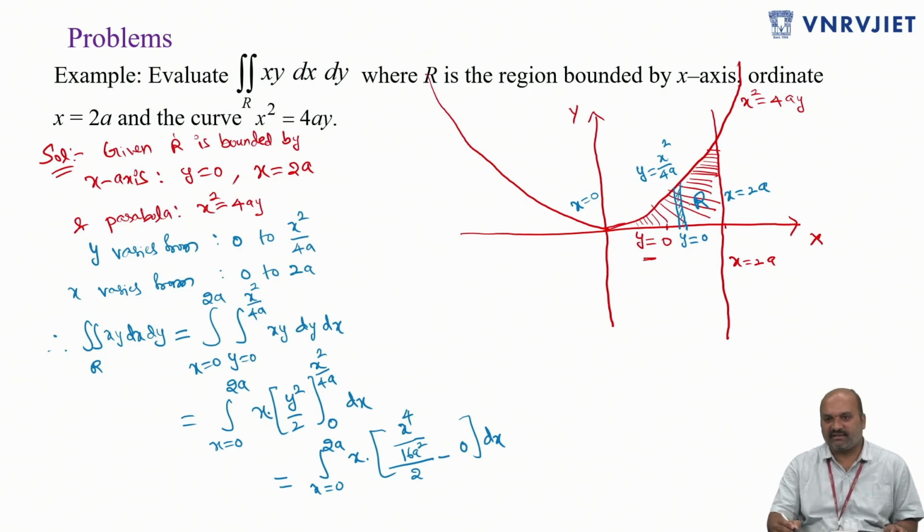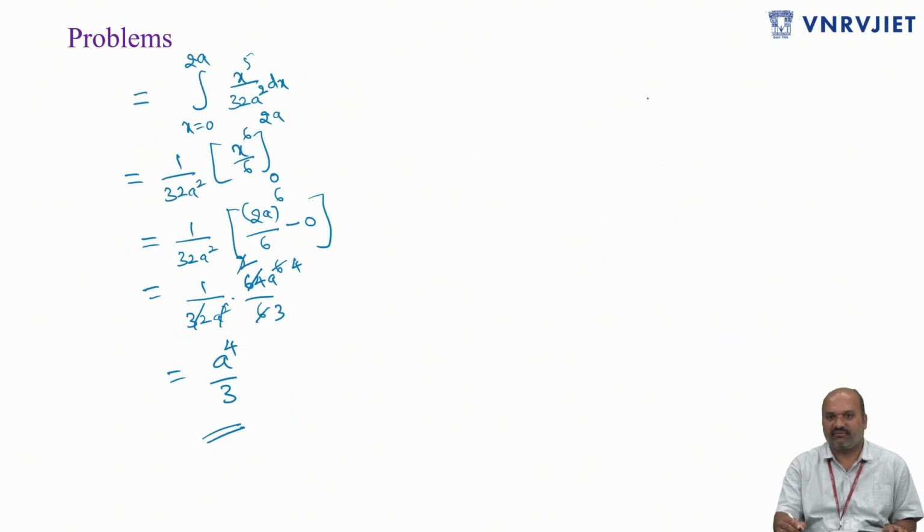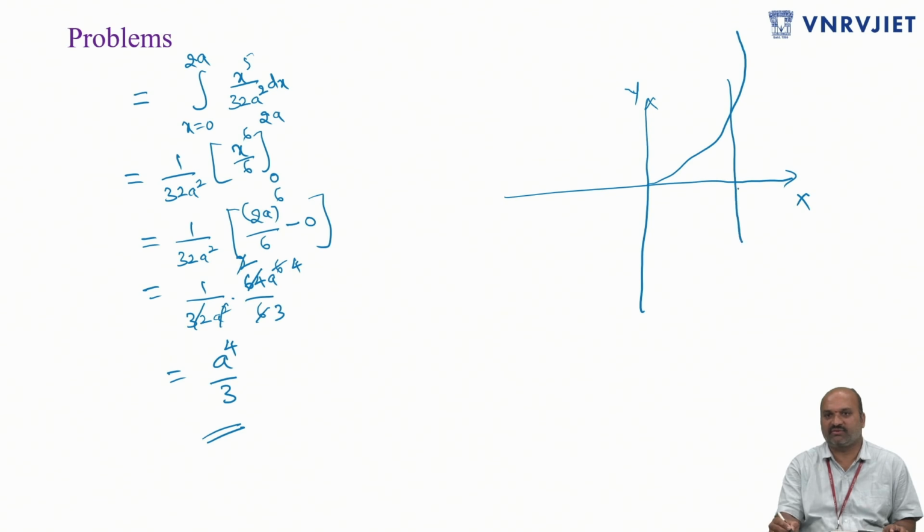So if you consider a horizontal strip, what happens? I'll explain here. Suppose you consider the region of integration like this, just roughly I am explaining. This is the x-axis, say this is the y-axis. This is the parabola we have, and this is the line x equals 2a. And this is x equals 0, and this is y equals 0. And this is the parabola x square equals 4ay. This is the region, of course, the same.